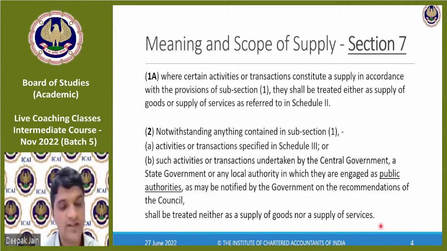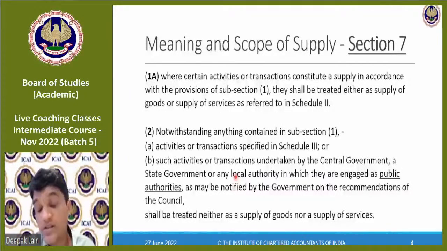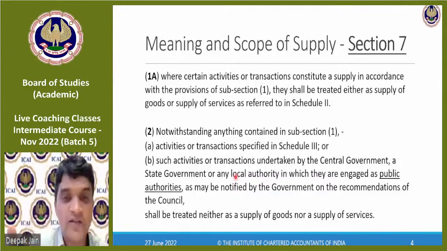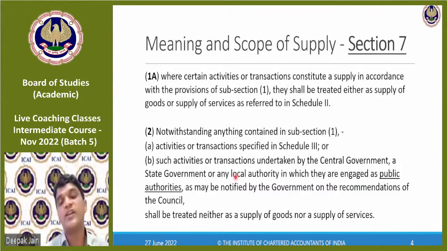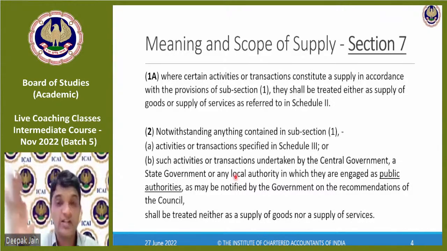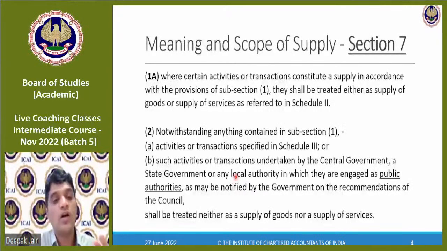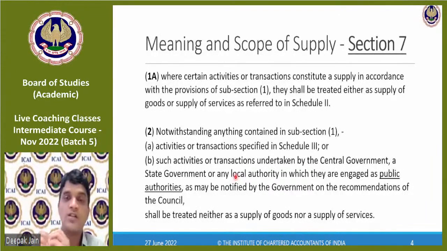So what are they saying? They're saying that notwithstanding whatever is mentioned in Schedule 1, in subsection 1, I will give you activities which are specified in Schedule 3 and some activities which are undertaken by central government or state government as public authorities. These services provided by the government as public authorities and services specified in Schedule 3 are treated neither as supply of goods nor supply of services.